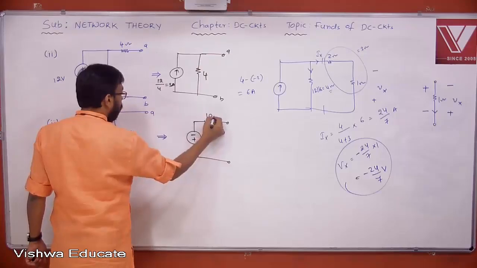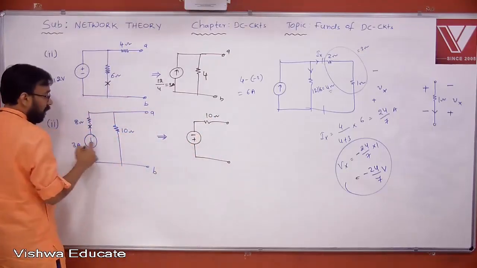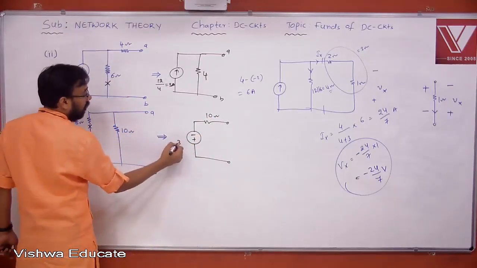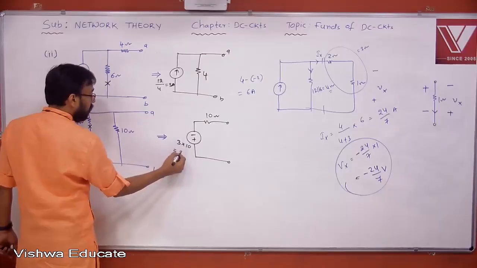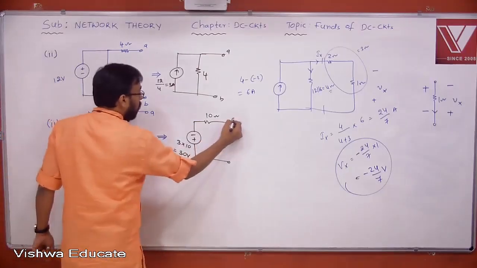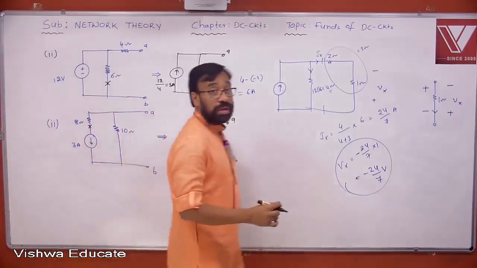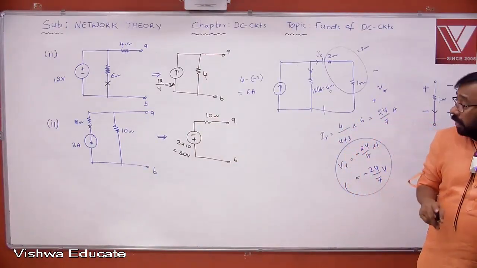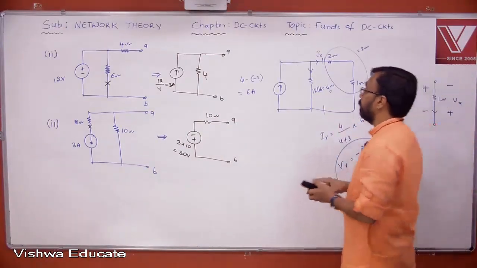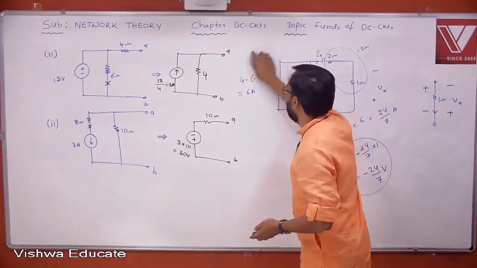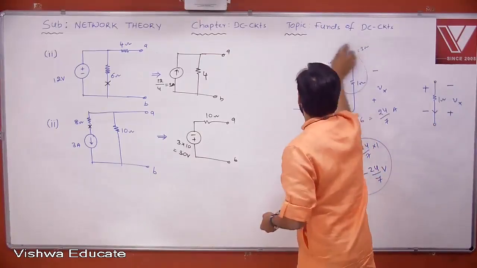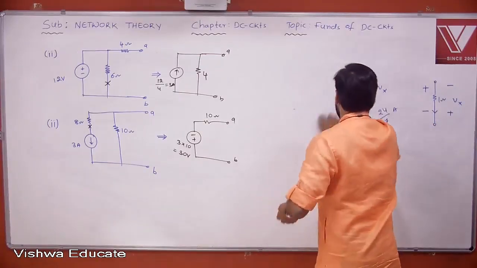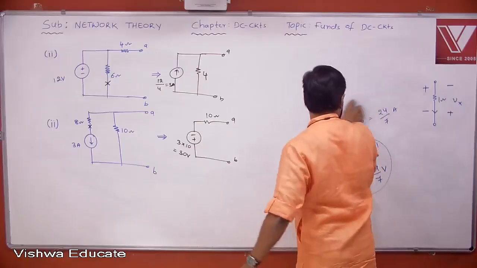Yes or no? Now the resistor remains a resistor here. What is this? This is 10 ohm. And what is this value? 3 into 10, that is 30 volts. Yes or no? Okay. This is how you can really solve. Now, note down. All of you please note down quickly. Then we will switch over to star delta transformation.